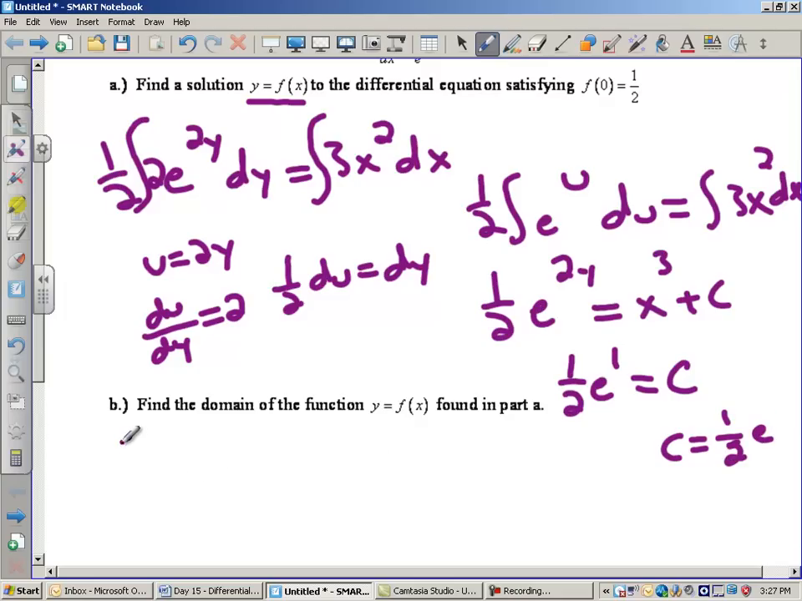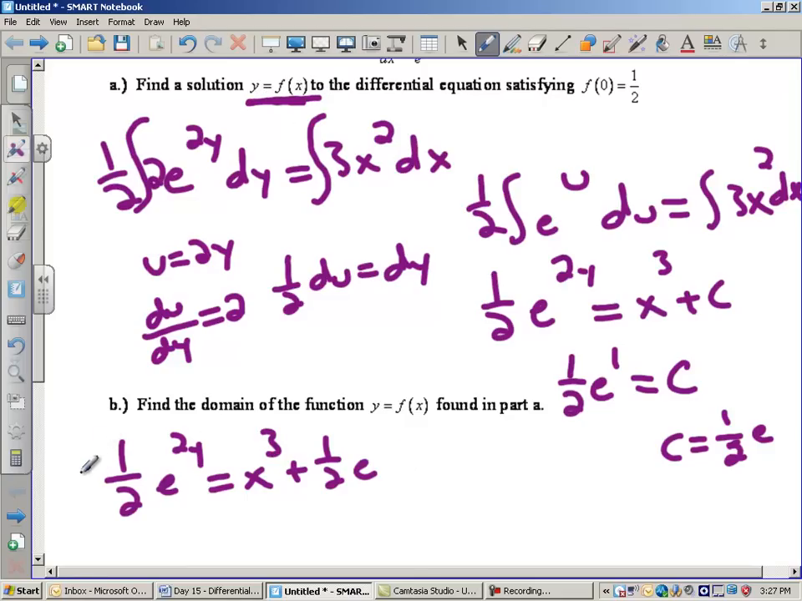So I now have the equation 1/2 e to the 2y equals x cubed plus 1/2 e. That's sort of a weird equation. And am I done? I'm not. I'm close. I have separated variables, I integrated both sides, I put my plus c, I handled my initial condition, but now the last thing I have to do is make it y equals.